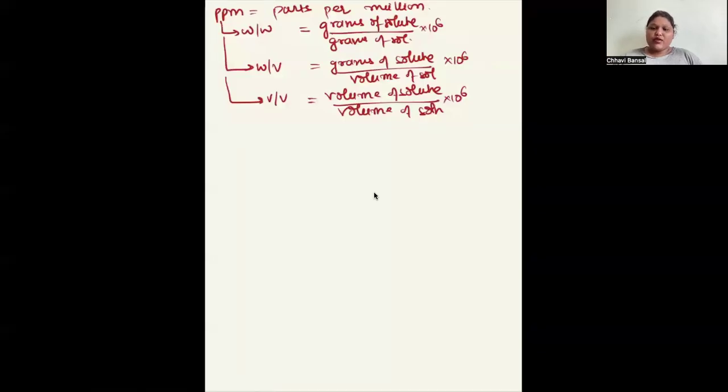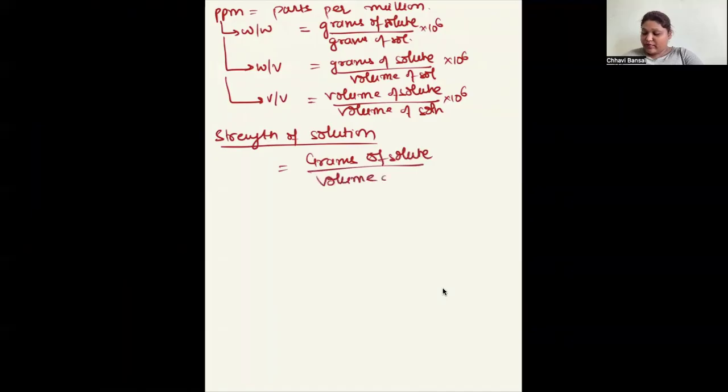Next, we have strength of solution. This strength of solution is equal to grams of solute divided by volume of solution in liters. So it is not molarity, it is not density, but in between, which is equal to grams of solute divided by volume of solution in liters.